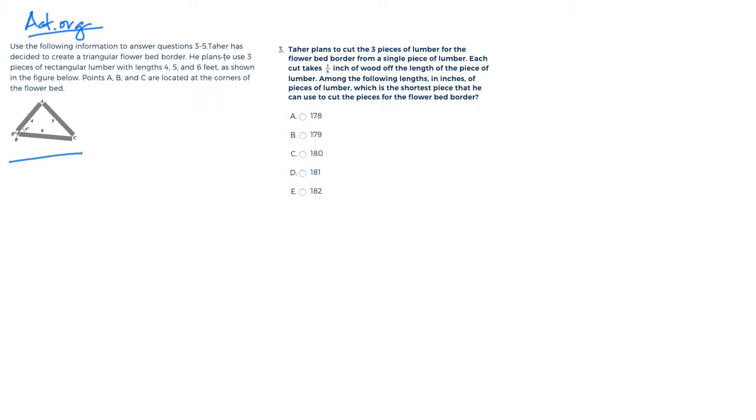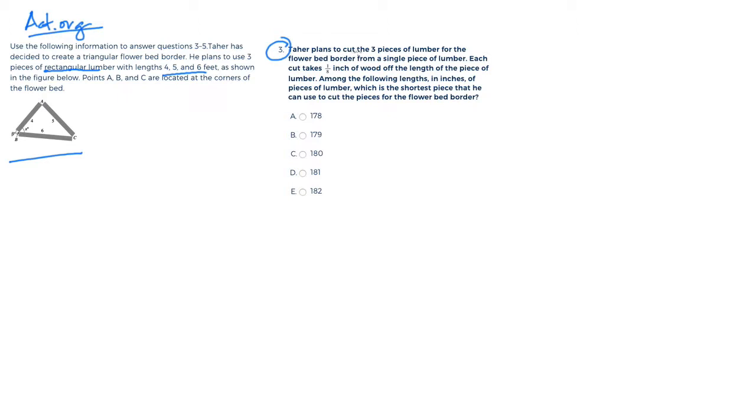He uses 3 pieces of rectangular lumber, and this is key here, rectangular lumber with lengths 4, 5, and 6 as shown in the figure below. So points A, B, and C are located at the corners of the flower bed. So question number 3.